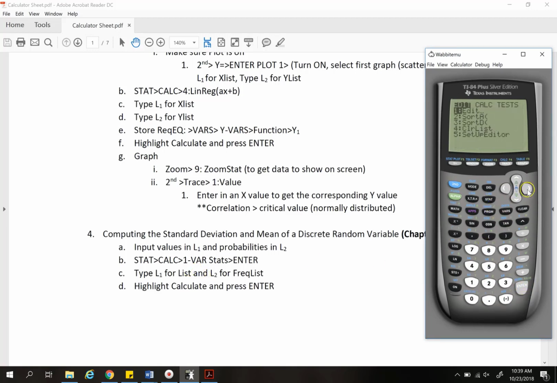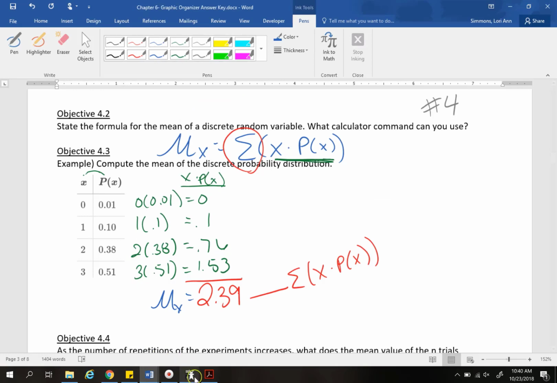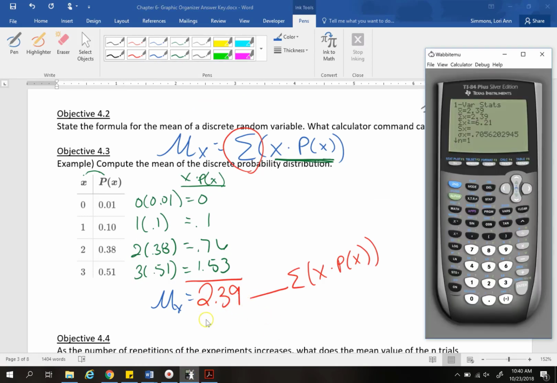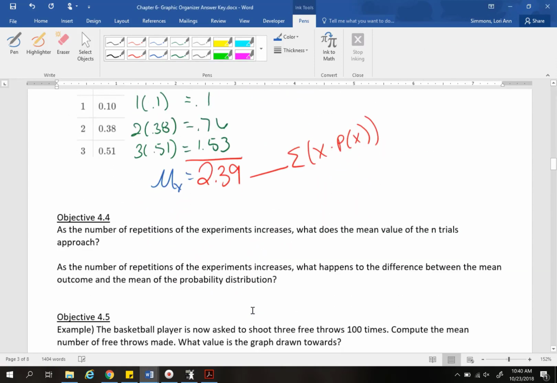Now go to stat, calc, 1-Var Stats, enter, type L1, comma L2, enter, and 2.39 was our mean. And you can see here, that's what we calculated. So going forward, you can just use this calculator step to figure that out.